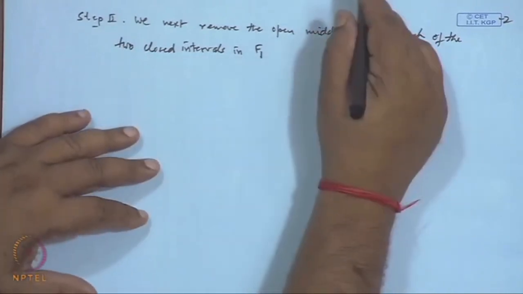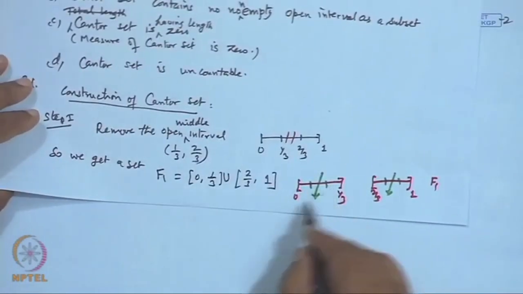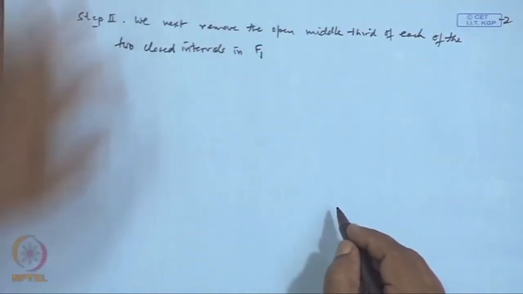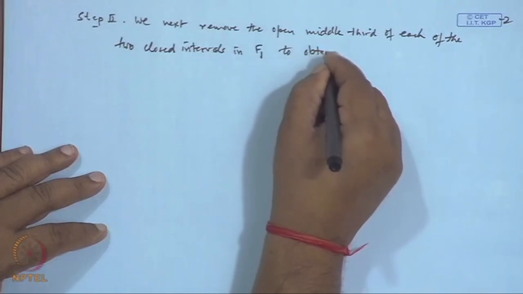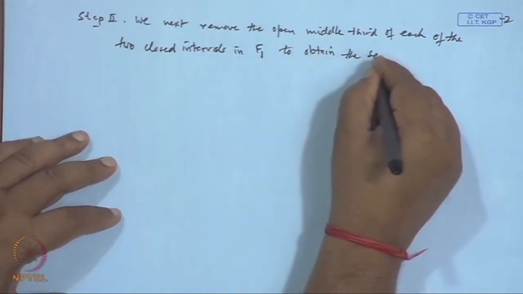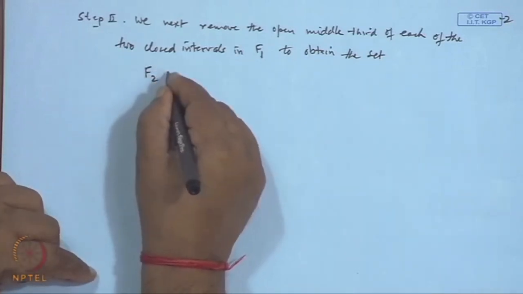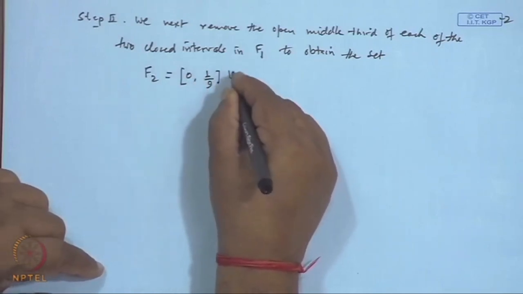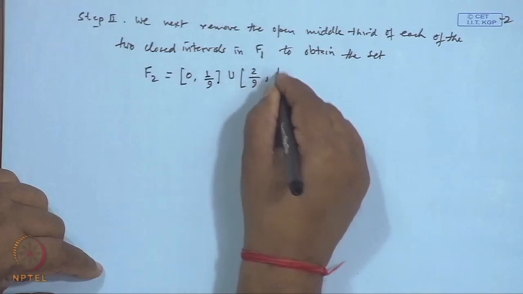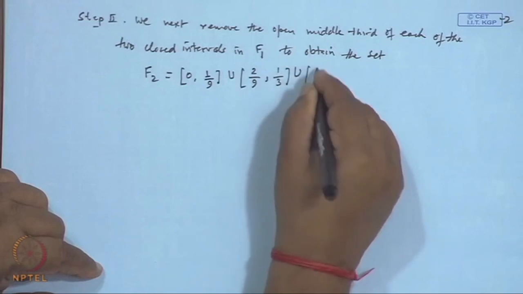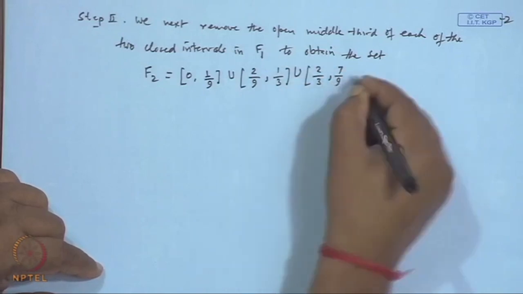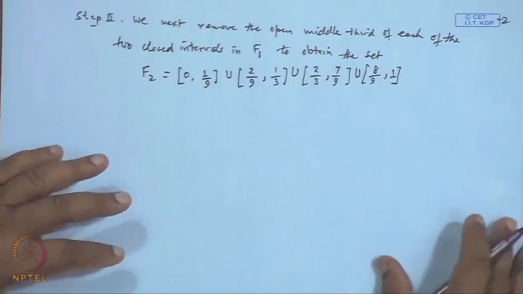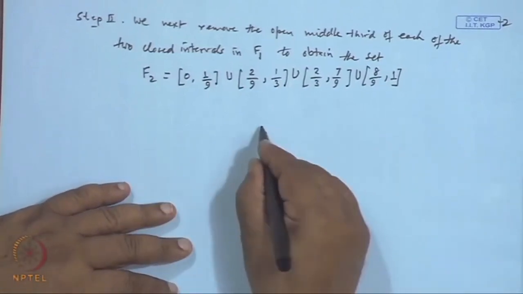That means we divide the remaining intervals further into 3 parts, and out of these we remove the middle open intervals. To obtain the set, which we denote by F2, it is [0, 1/9] union [2/9, 1/3] union [2/3, 7/9] union [8/9, 1]. Basically, this is the structure.